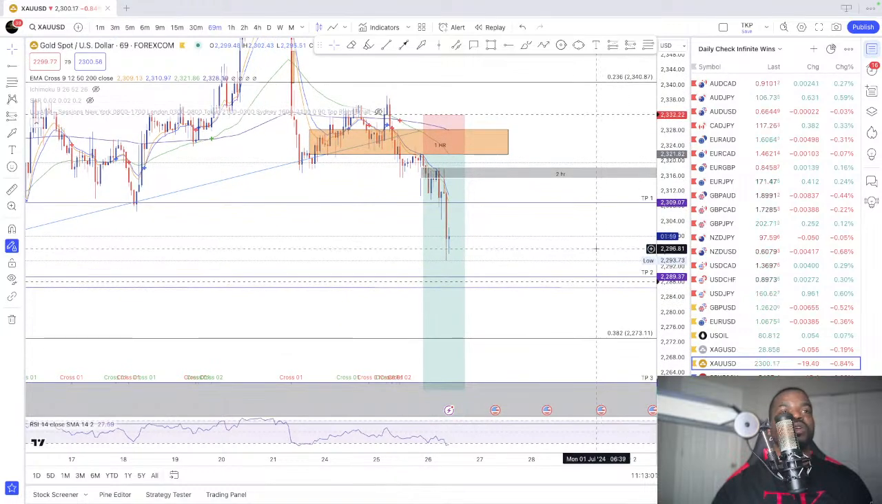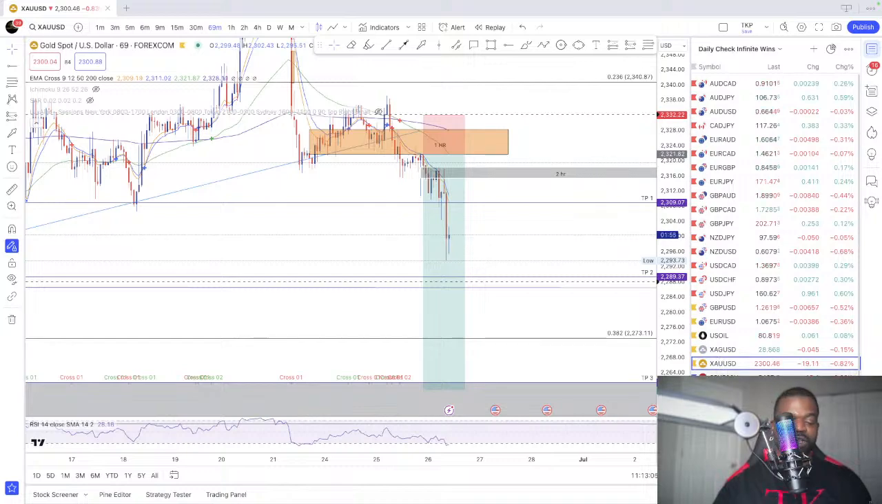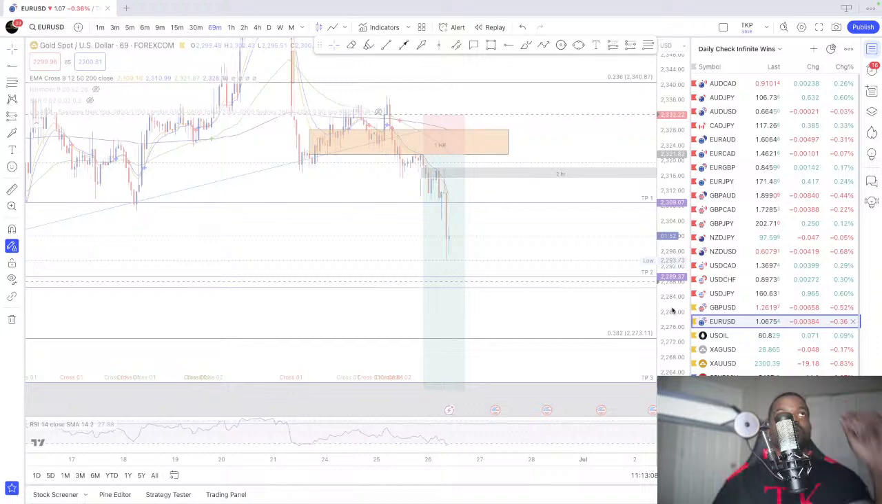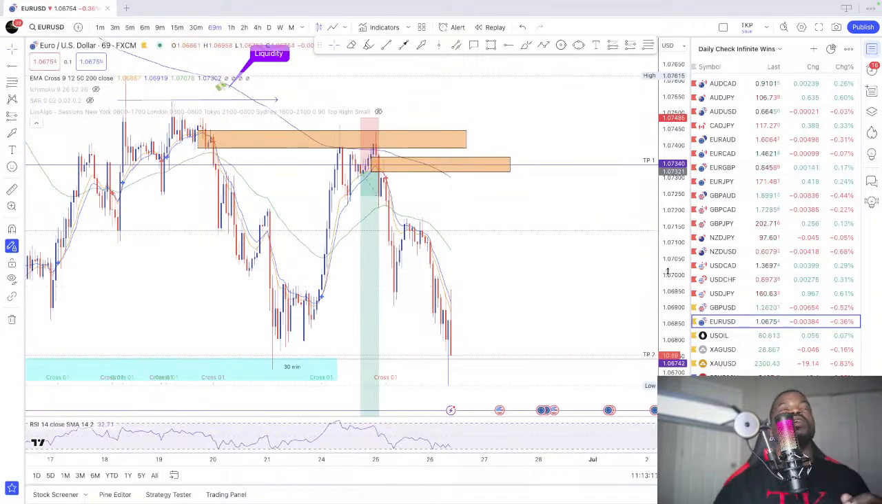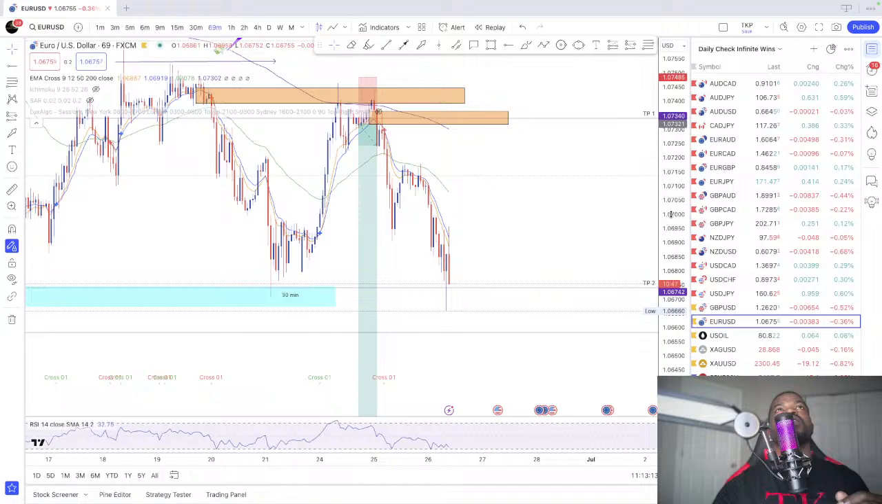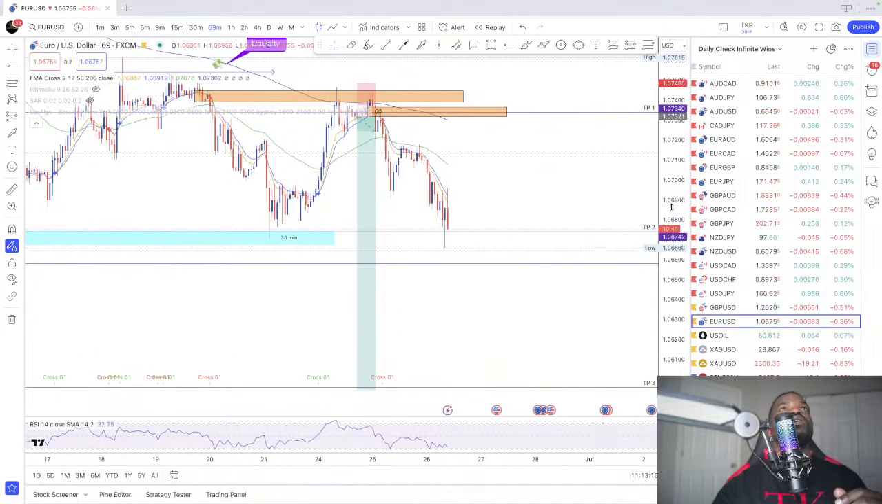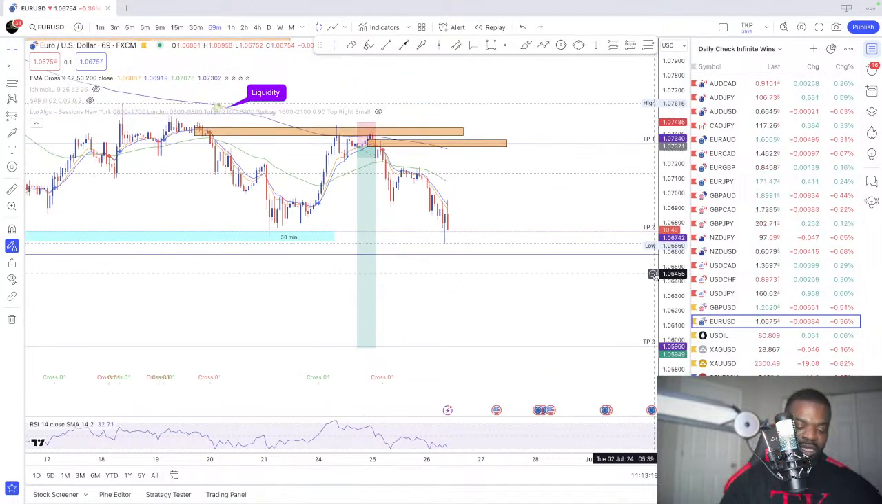All right, so we're waiting on that TP to get hit. We already got that alert set on US 30, so let's go to another pair. Oh, we got TP hit on Euro USD. Come on, man. Win, win, win, win, win. Yeah.